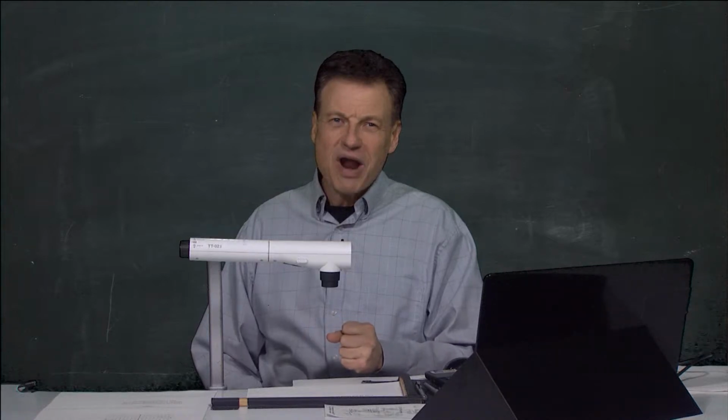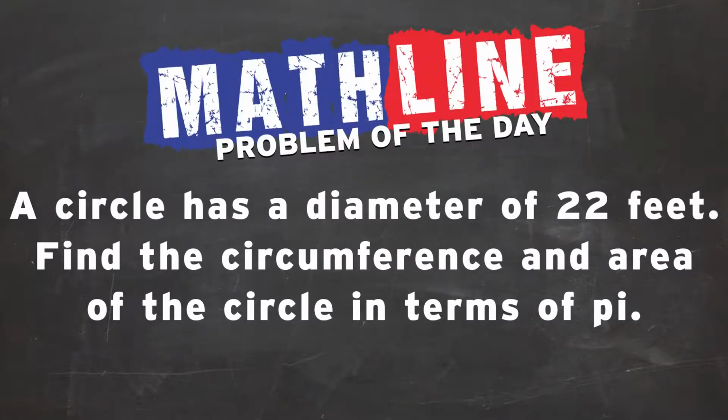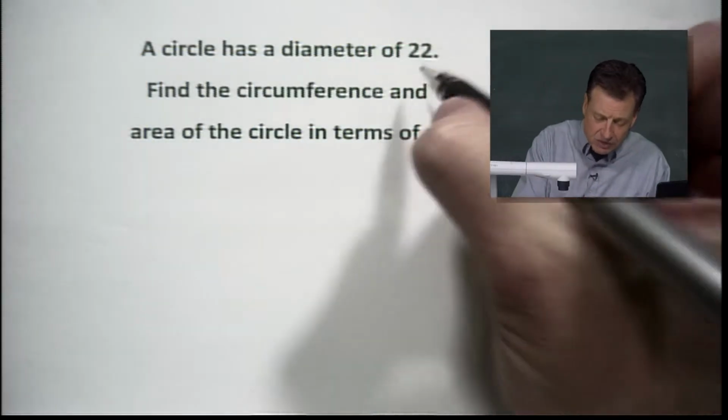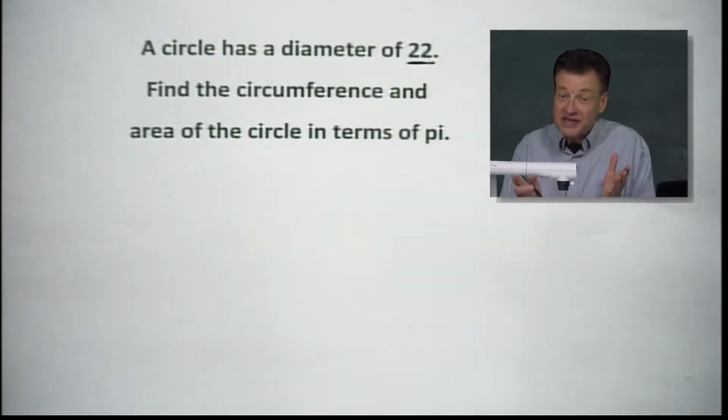Let's go to problem of the day. And today, problem of the day, pretty straightforward. A circle has a diameter of 22 feet. Find the circumference and the area in terms of pi. Again, the circle has a diameter of 22. We'll mark that. That's the only number it looks like they gave you.